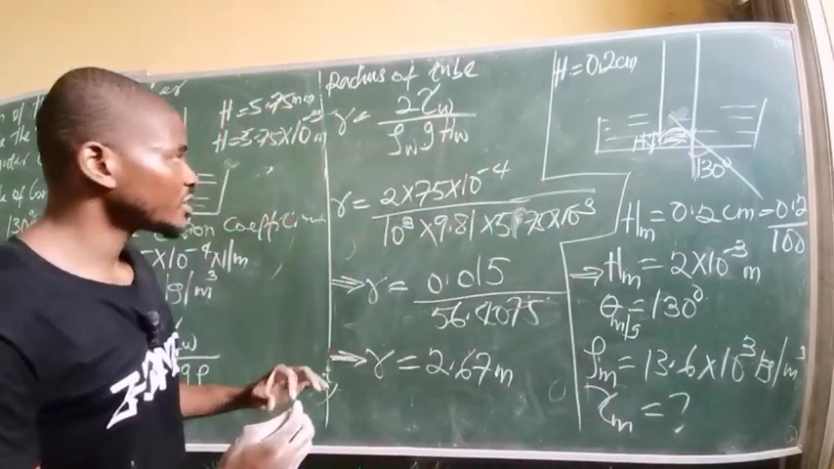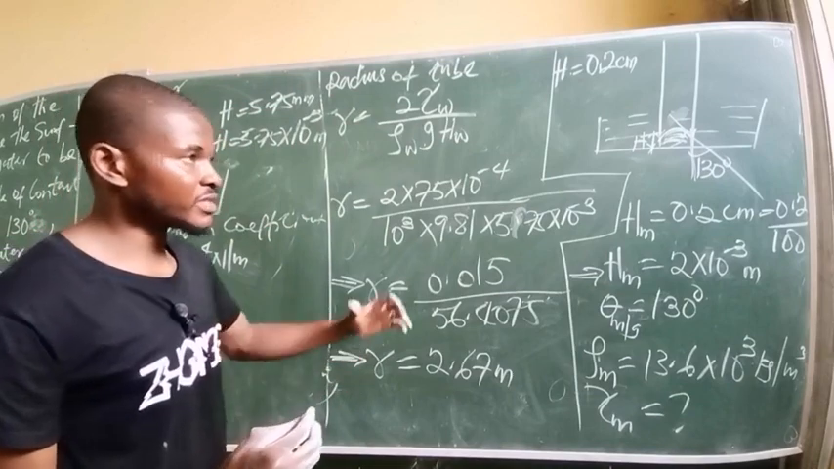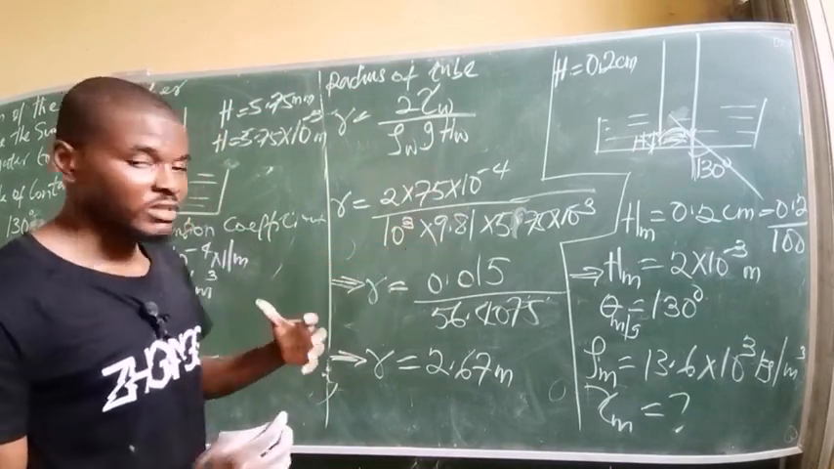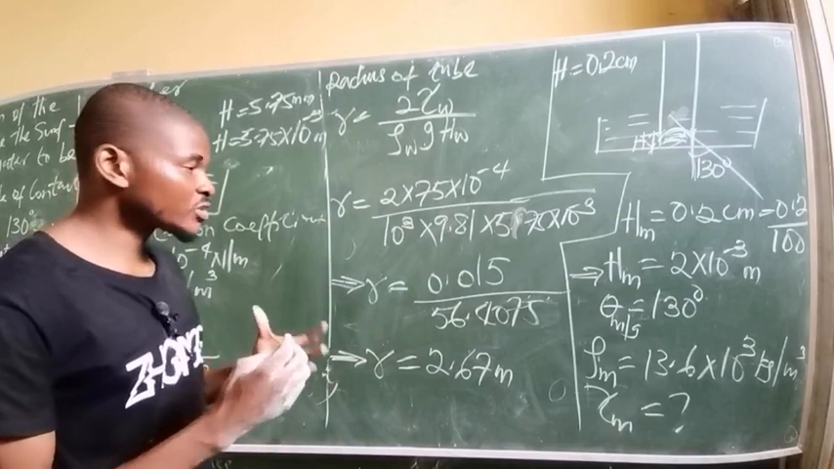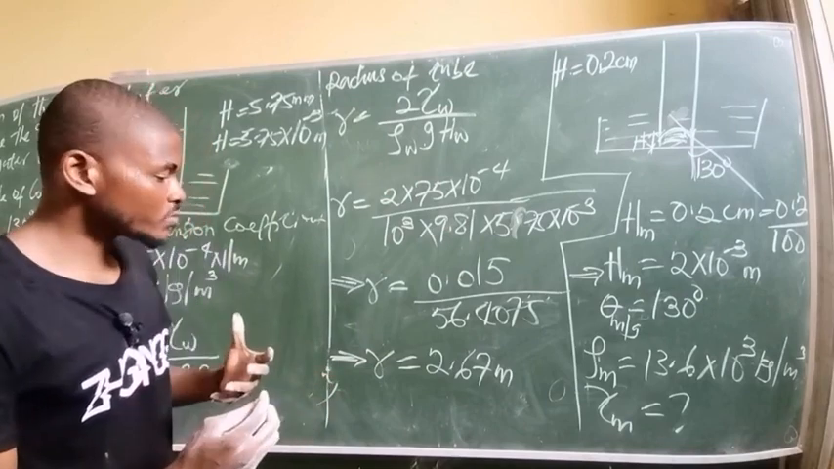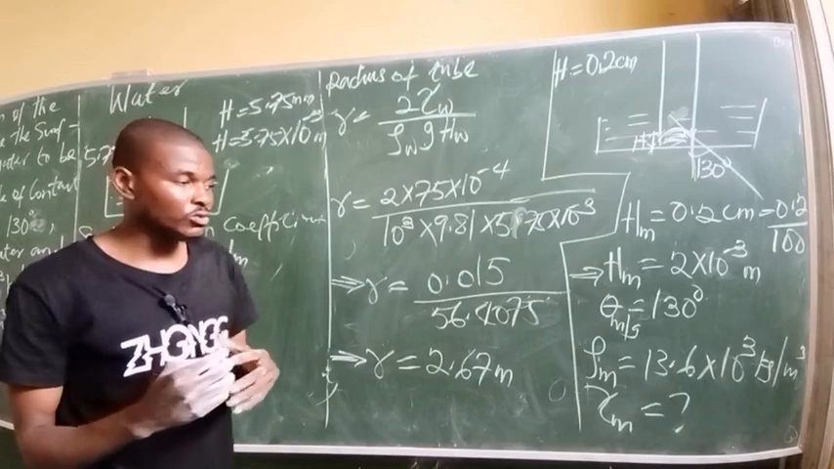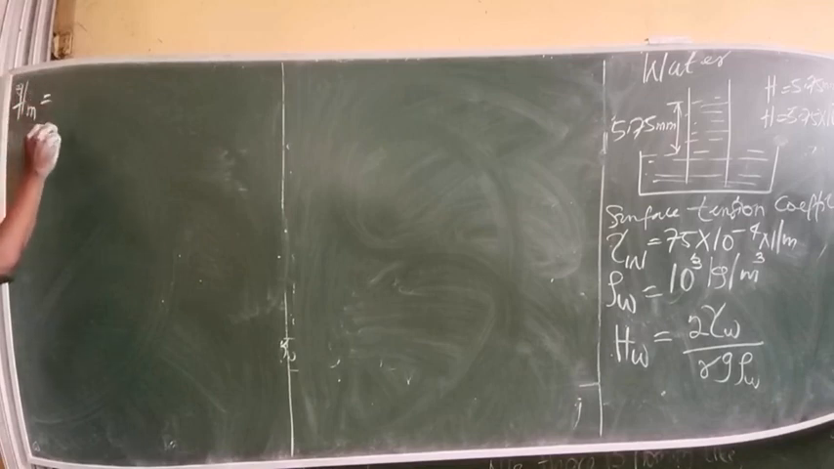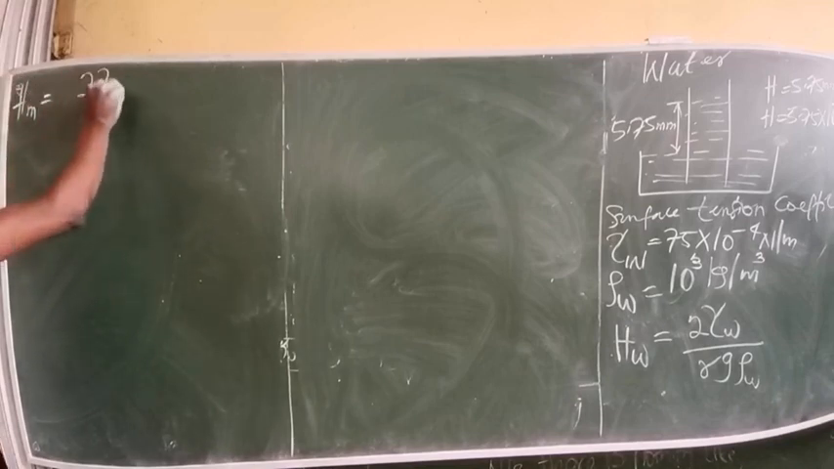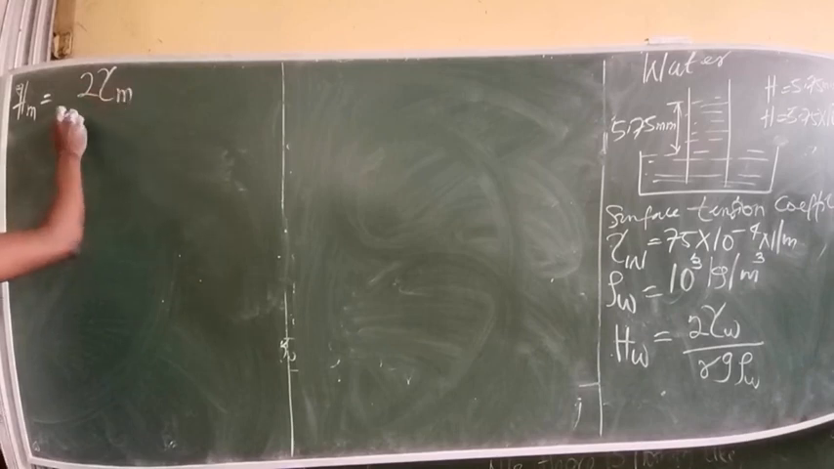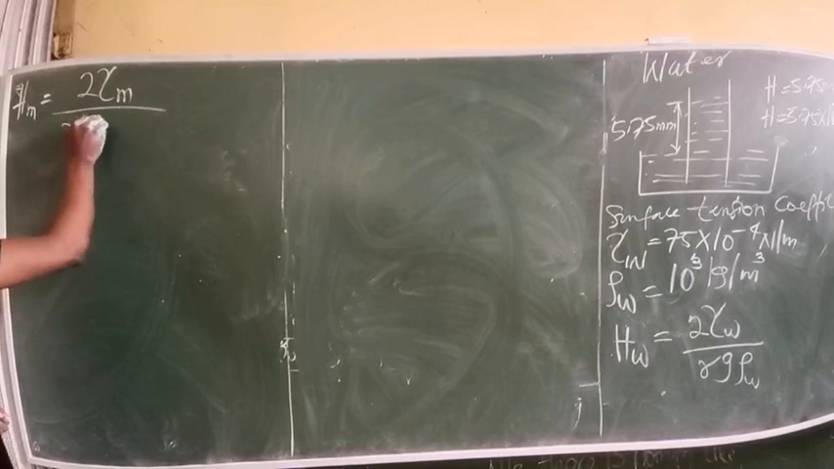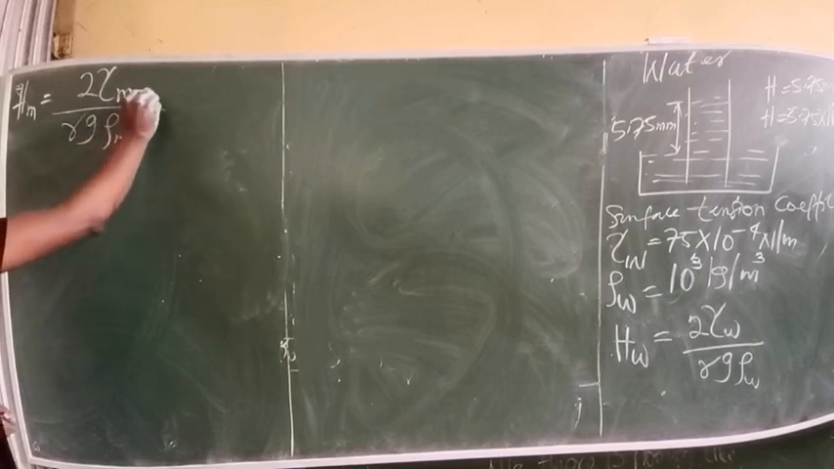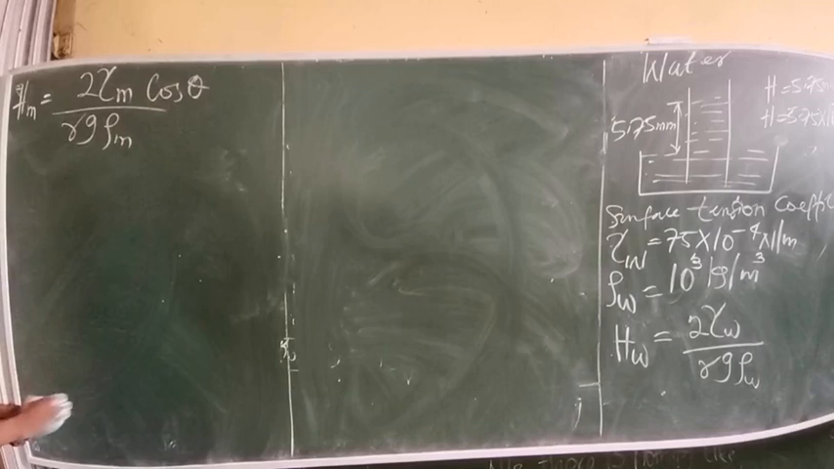So I simply said if this same tube is dipped into the vessel containing mercury, it simply means that the radius of the tube does not change. The tube is the same, so its radius is also the same. All right, so the variation in height for mercury is simply given as 2 times the coefficient of surface tension for mercury all over the radius of the tube times gravity times density of mercury multiplied by cosine of the angle of contact.